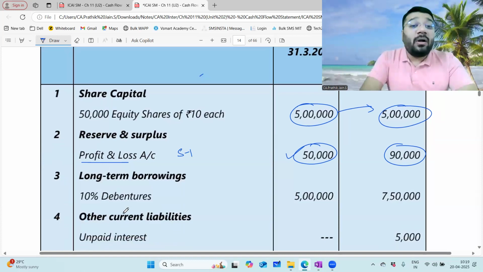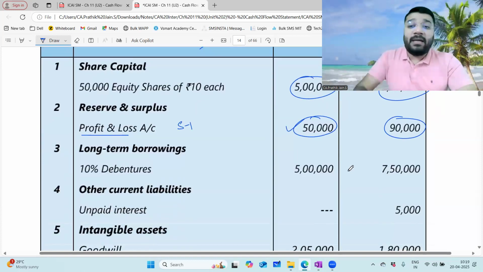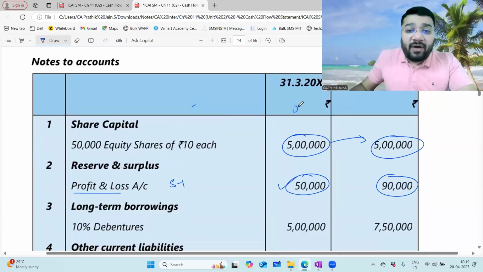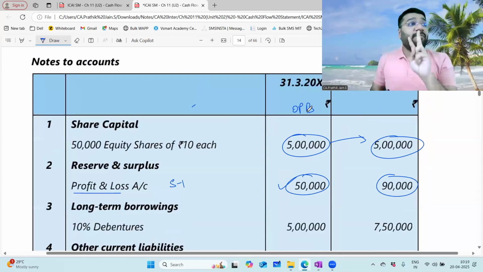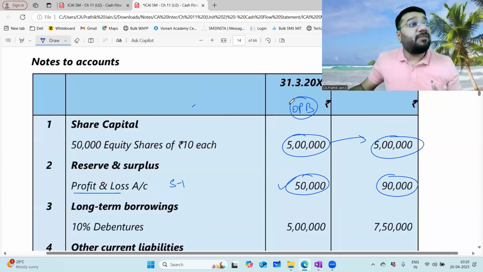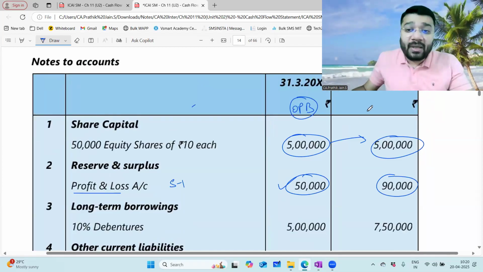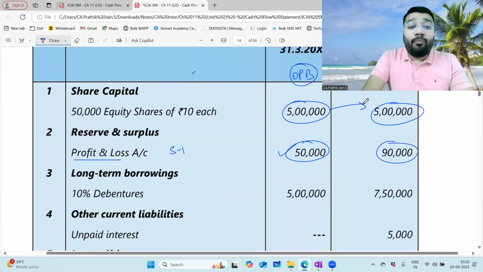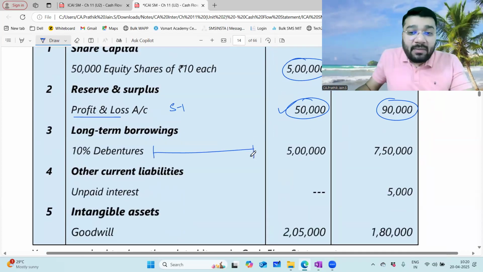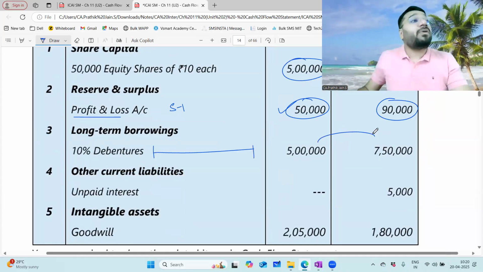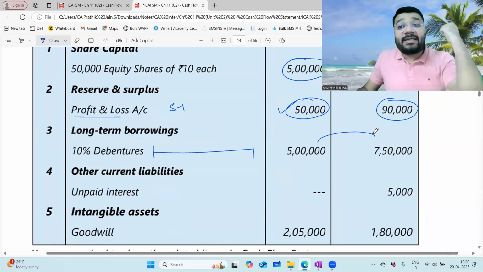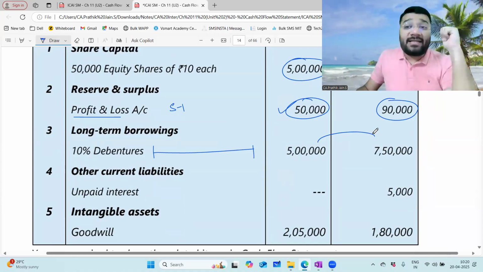Okay. Long-term borrowing. First line is opening balance. Guys, they will interchange. Sometimes opening balance will be given in the first column, another time in the second column. So you have to be very careful. This is closing balance. Opening balance of debenture: in the beginning of the year, the debenture was 5 lakh. By the end of the year, it is 7,50,000 rupees. So debenture is increased or decreased? Debenture is increased. When does it increase?